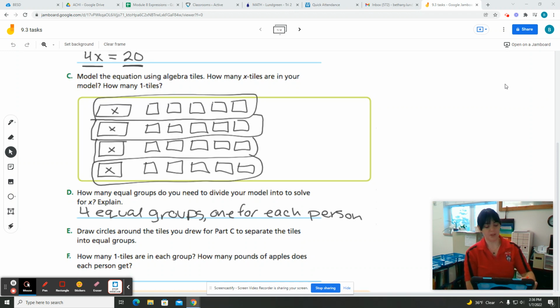Okay, the last part is how many 1 tiles are in each group? How many pounds of apples does each person get? So there are 5 1 tiles, which means that there is 5 pounds per person.